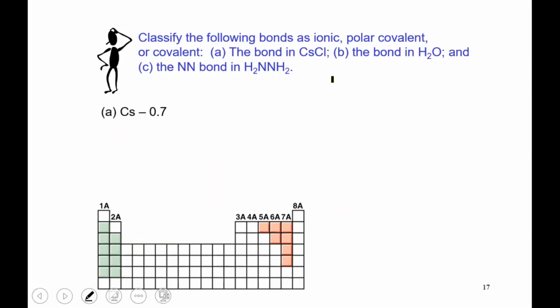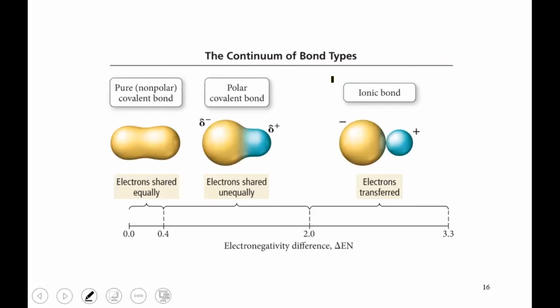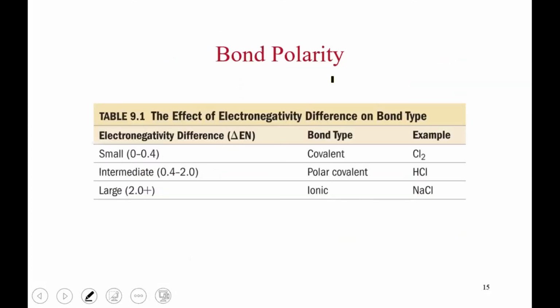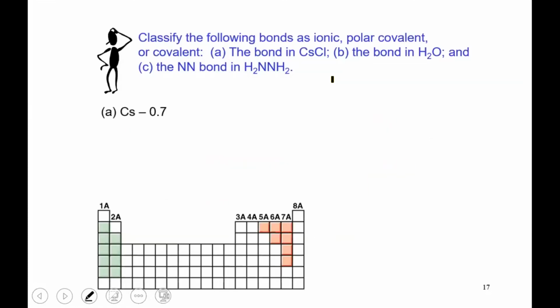If you look at the periodic table, cesium has an electronegativity value of 0.7. Chlorine has a value of 3.0. So what's the difference? 3 minus 0.7, 2.3. So according to our scale that we built here, we said that if it's more than 2, it's going to be ionic, right? So therefore, this compound would be ionic.